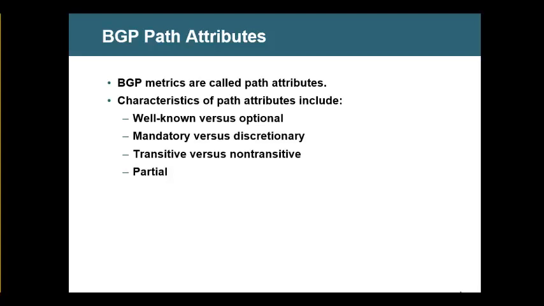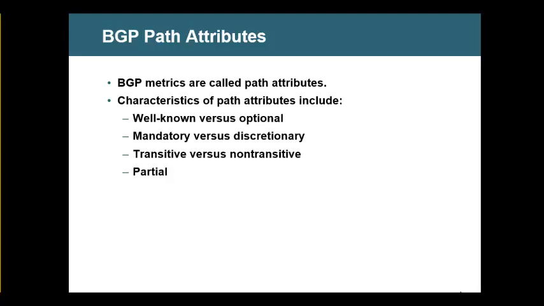Now these attributes, depending on their characteristics, are classified as follows: well-known, mandatory, transitive, partial, optional, discretionary, non-transitive. Well-known versus optional, mandatory versus discretionary, transitive versus non-transitive. We'll see what these are. But a few things you already understood here.